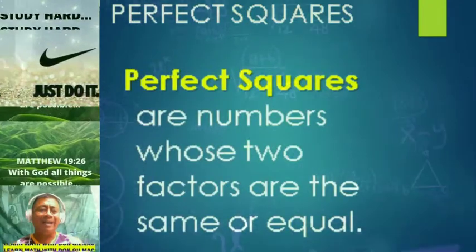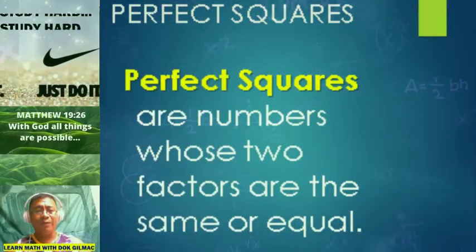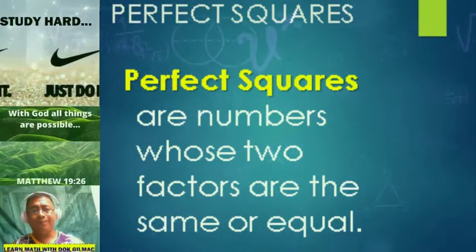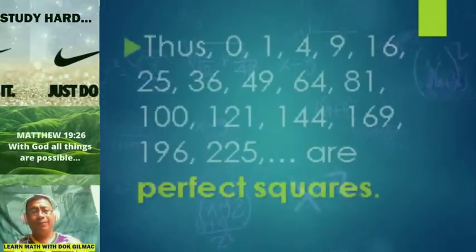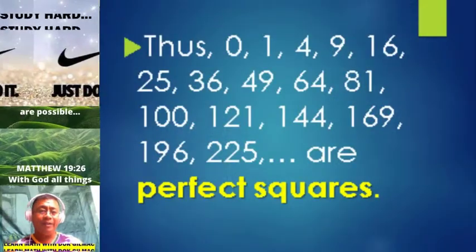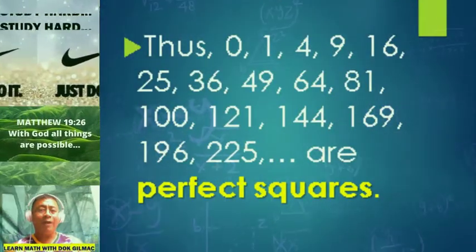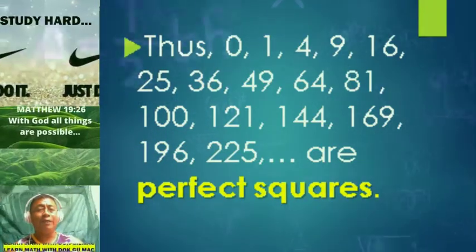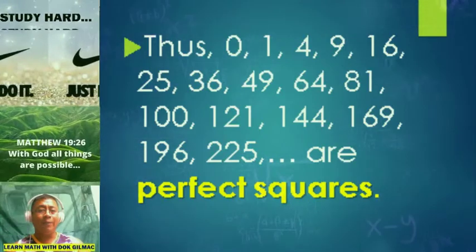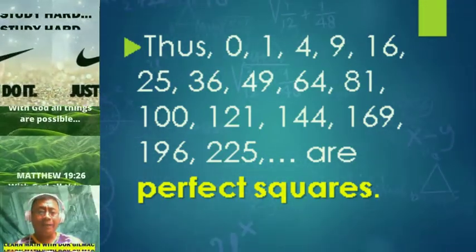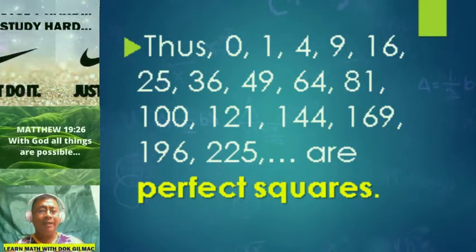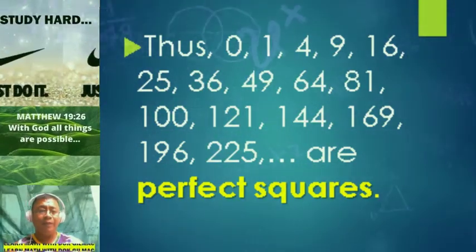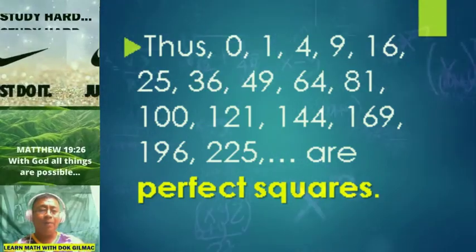Perfect squares are numbers whose two factors are the same or equal. Thus, we have here 0, 1, 4, 9, 16, 25, 36, 49, 64, 81, 100, 121, 144, 169, 196, 225, and so forth and so on are all perfect squares.